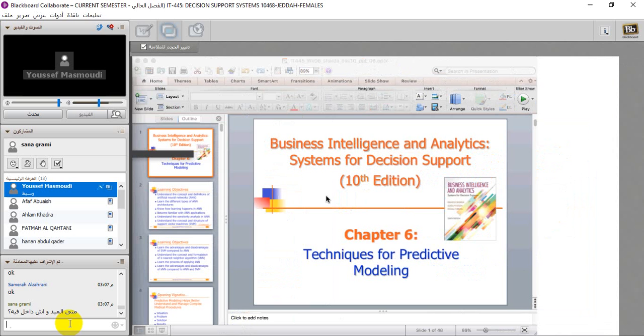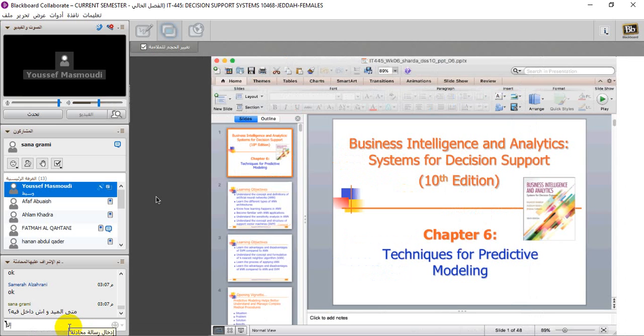الميدترم راح يكون إن شاء الله الأسبوع الثامن. This is week number 6. That means the week after the next. Okay? So chapter number 6 will talk about techniques for predictive modeling.